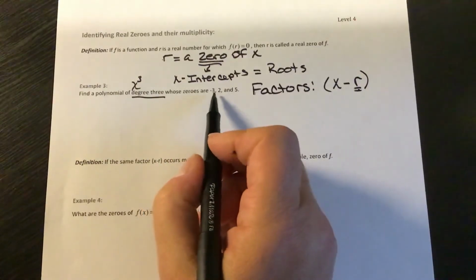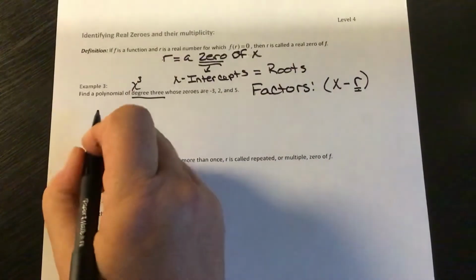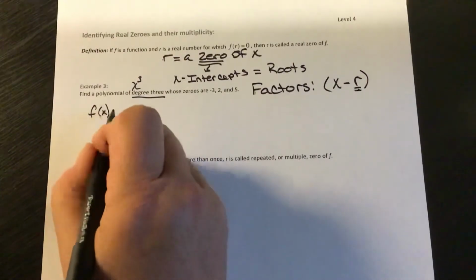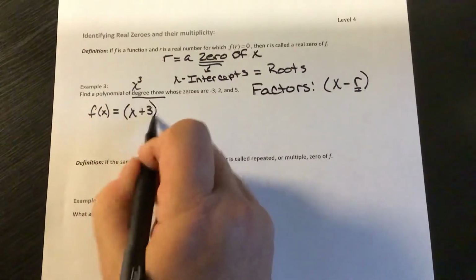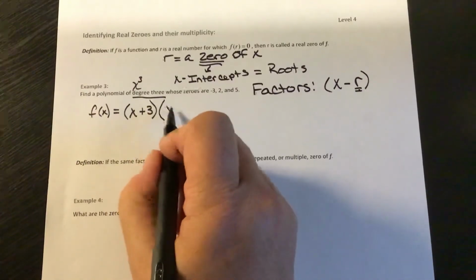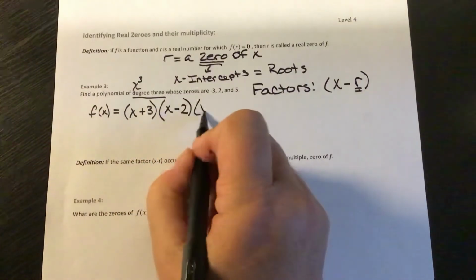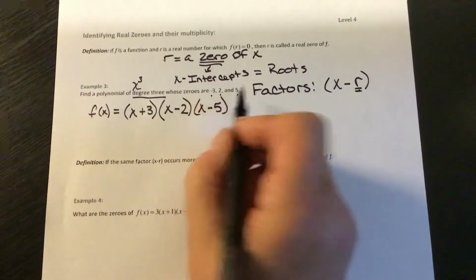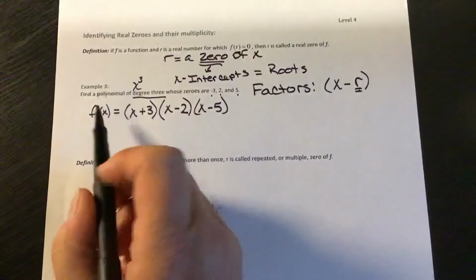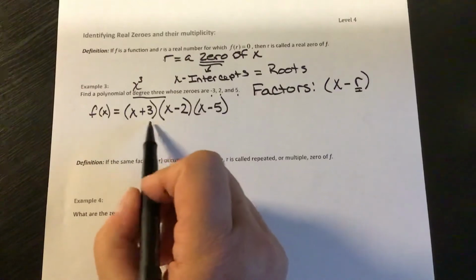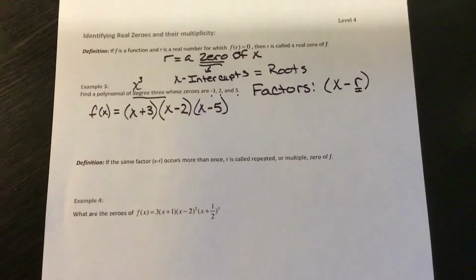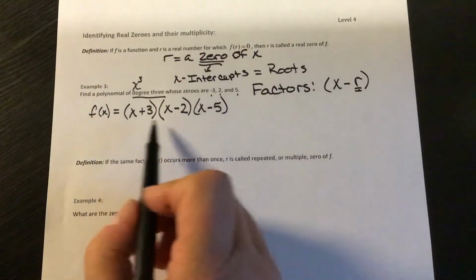And my zeros, -3, 2, and 5, if I make them into factors, I'm going to have x minus -3, so that'd be x plus 3. And then I have x minus 2 and x minus 5. So I take each one of these zeros and make it a factor. Now if this said 0 over here and we were solving for x, I'd say x plus 3 equals 0, and my 0 would be -3. All right, so we're working backwards right now. So what I need to do is multiply this out.